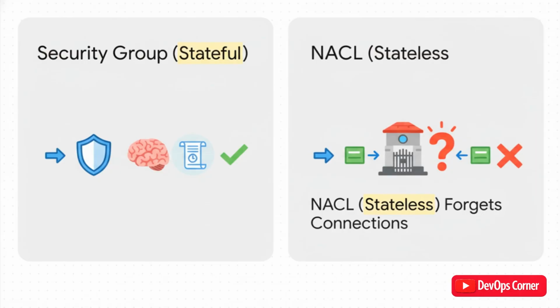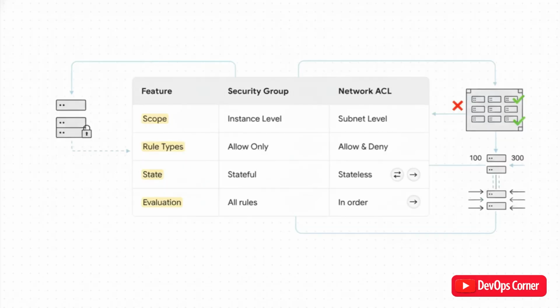So let's just hammer this home one more time because it's that important. Security groups are stateful, they remember. NACLs are stateless, they forget. The smart bodyguard with a memory versus the strict border guard who asks for your papers every single time. If you can get this one concept down, I promise you, you can solve 90% of these weird AWS network problems.